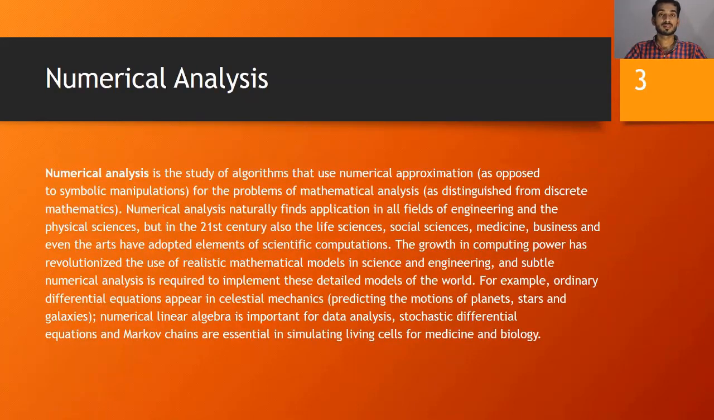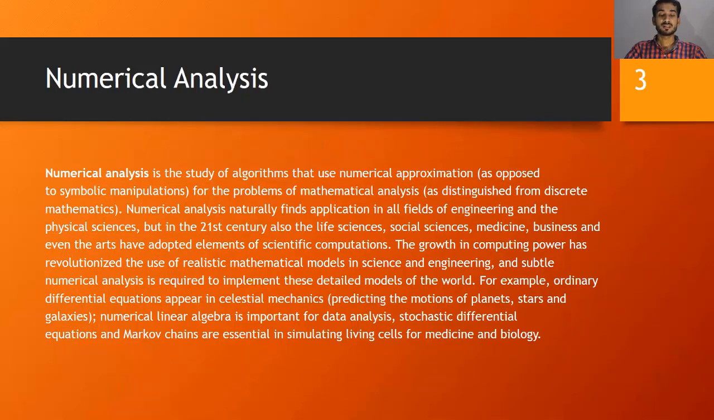So before we go further, let's discuss what numerical analysis is. Numerical analysis is the study of algorithms that use numerical approximation as opposed to symbolic manipulations for the problems of mathematical analysis, as distinguished from discrete mathematics. Numerical analysis naturally finds application in all fields of engineering and physical science.